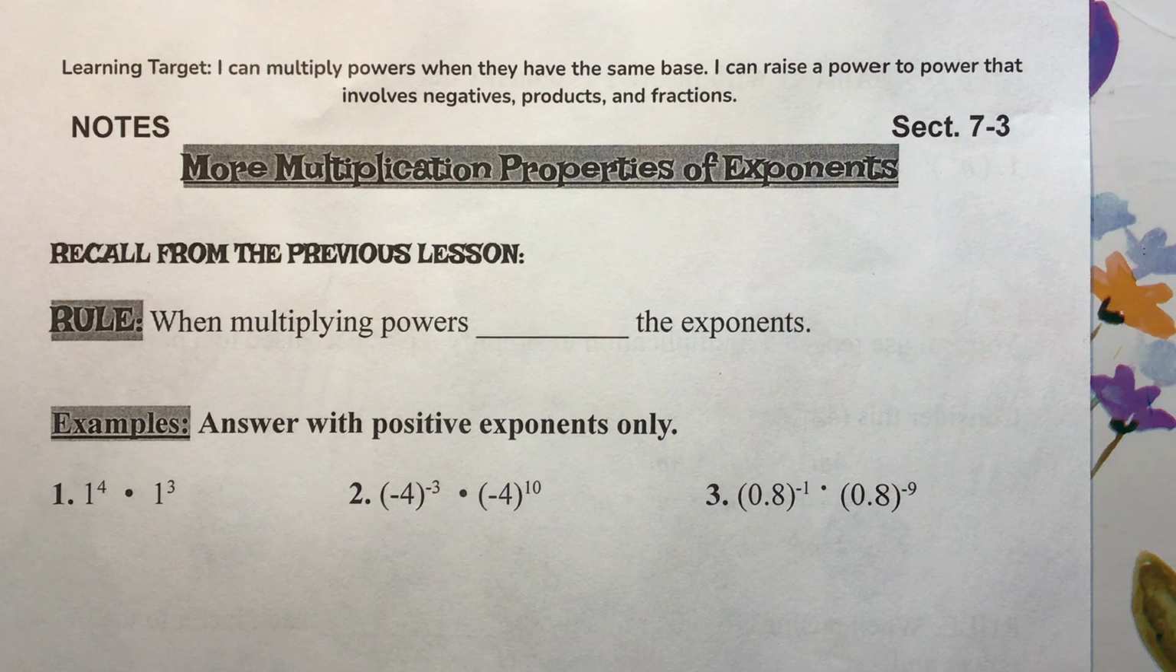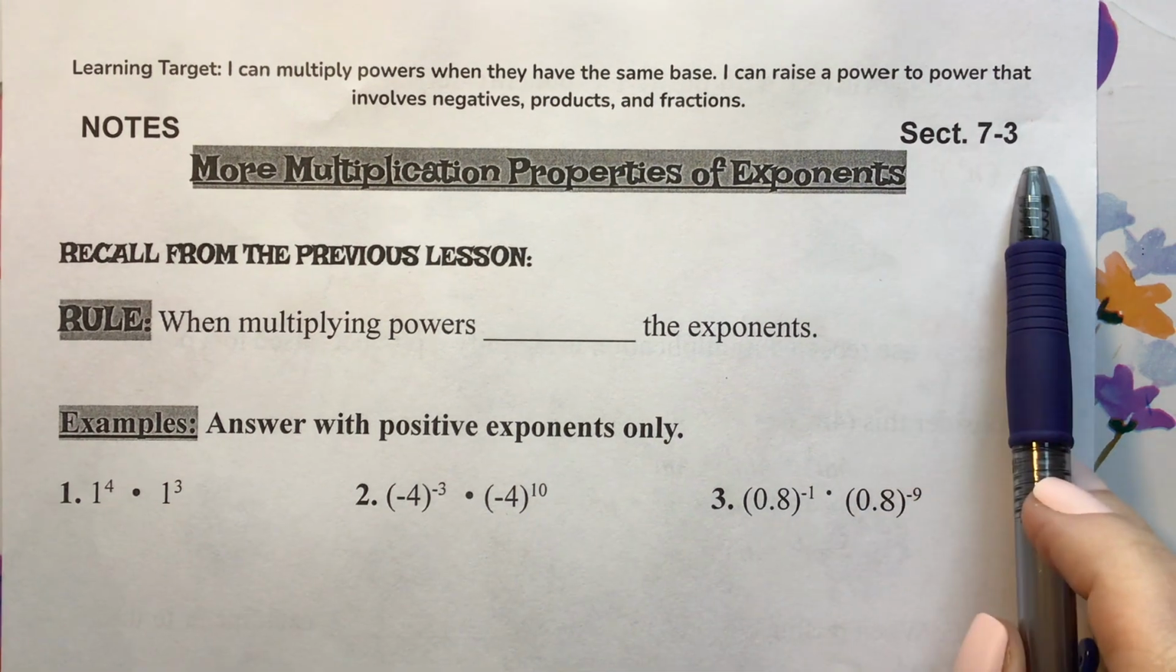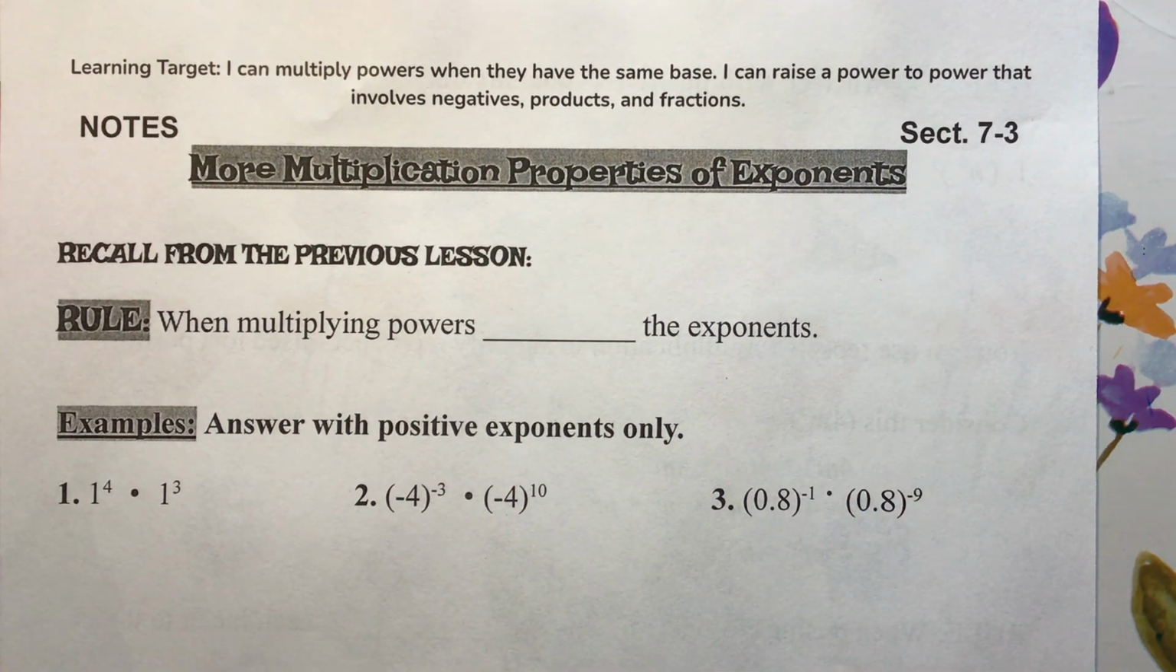We are continuing in Chapter 7, and we are now in Section 7-3. What I'd like for you to be able to do by the end of this lesson is to multiply powers when they have the same bases, and to be able to raise a power to a power involving negatives, products, and fractions. So basically, can you use exponents when multiplying or raising them to another exponent?